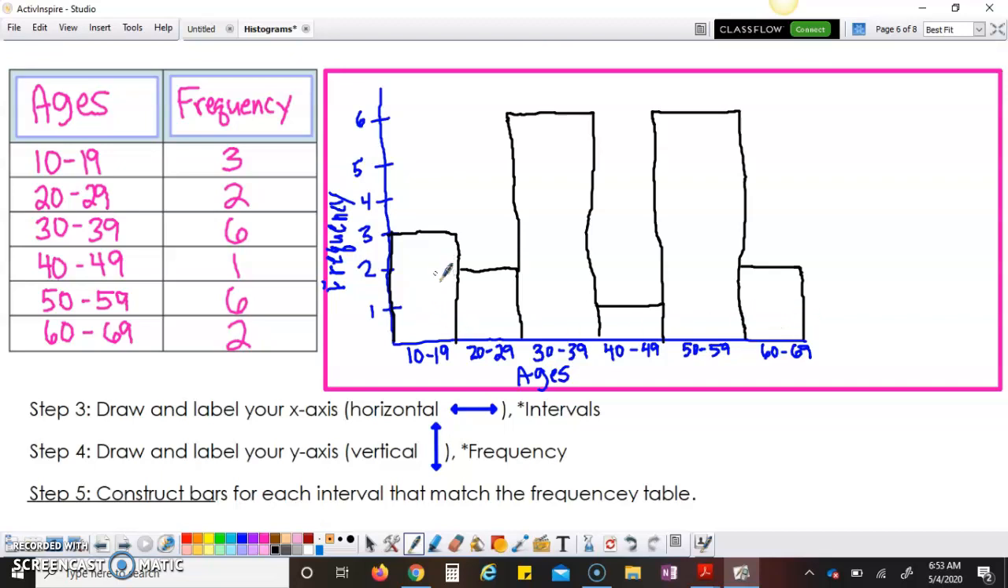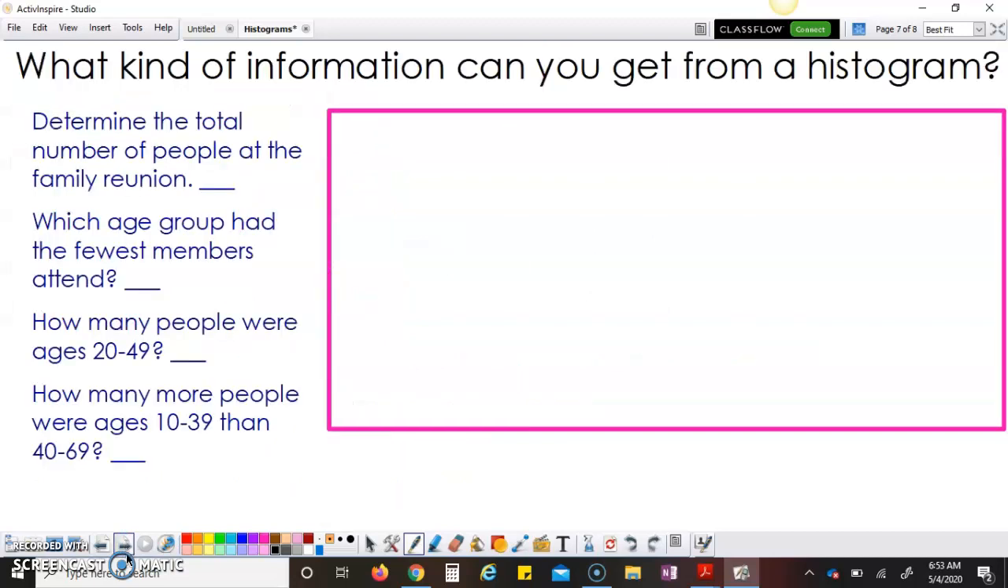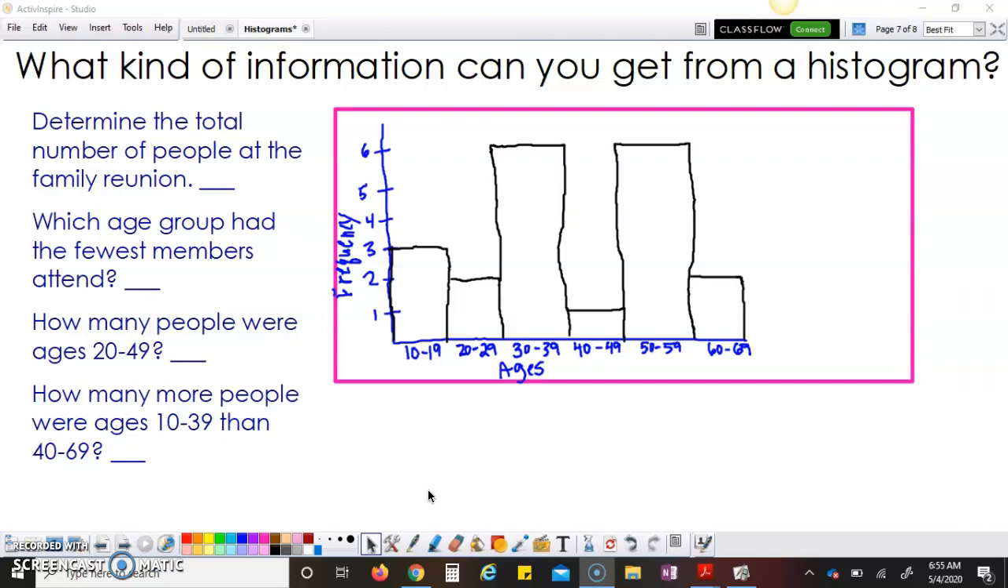Okay, so make sure that your bars touch and make sure that your bars match your frequency table. Okay, pretty easy peasy, I think. Okay, so what kind of information can we get from a histogram? What questions can we answer from a histogram?